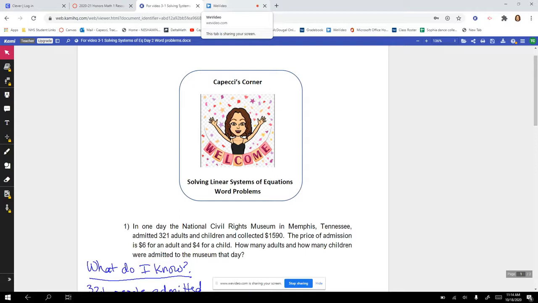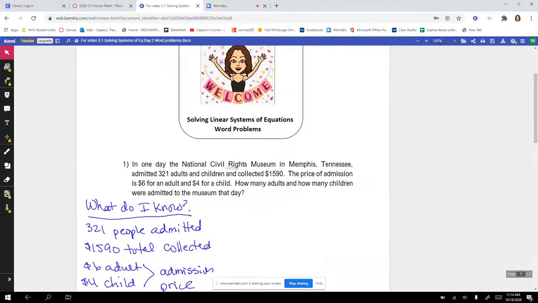I really like to go through the word problems and just kind of take a relaxed approach. I'm going to read it through once. I'm going to understand it. I'm going to pull things out that I need. So hopefully it's not so overwhelming. So let's look at the first one.